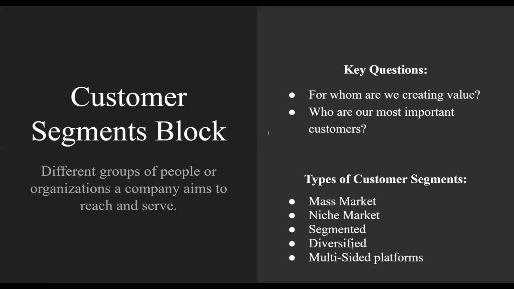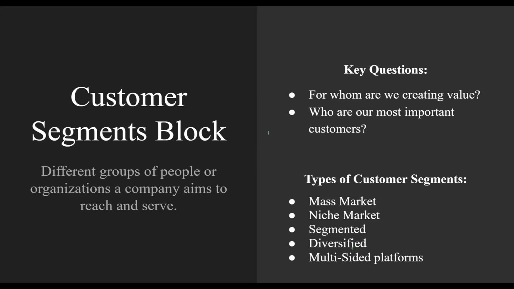If you're selling, I don't know, cookies, your main customer segment could be the mass market. Or if you're creating something more specific, for example a custom-made watch, you can select the niche market, because you will not be able to sell a custom-made expensive watch to any person from any place in the world. So creating something custom or more expensive could be a niche market.